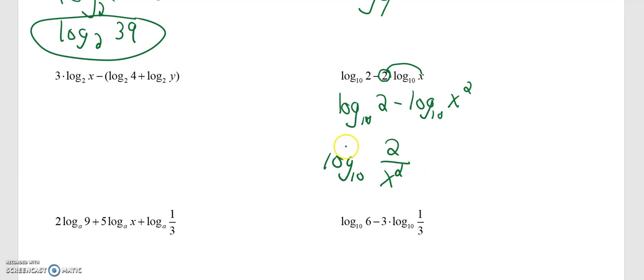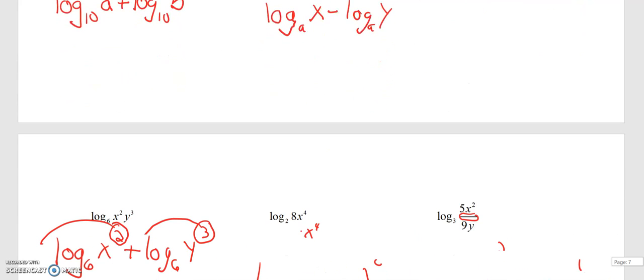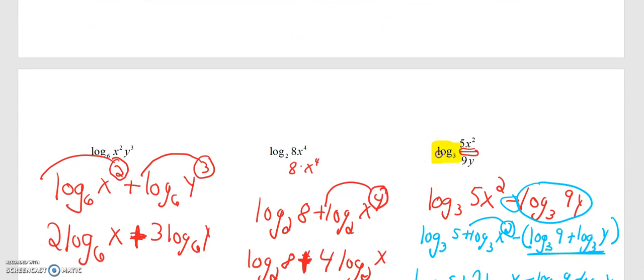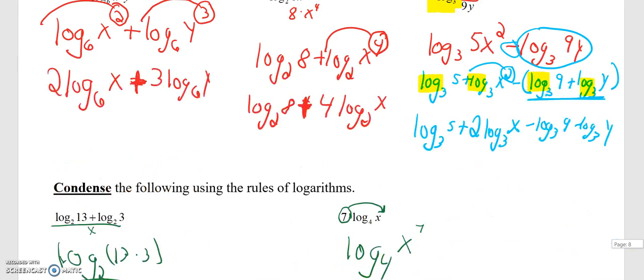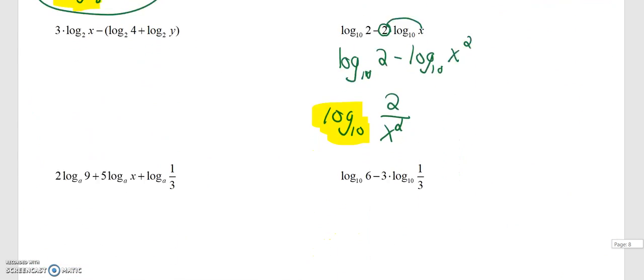Now, if you recall, in your final answer, and this is very important, every single condensing problem only gets 1 log. If you look back up at the ones where we expanded, each of these only started with 1 log and ended up with multiple logs. So expanding says you're going to create multiple logs, versus condensing, you only get 1 log.